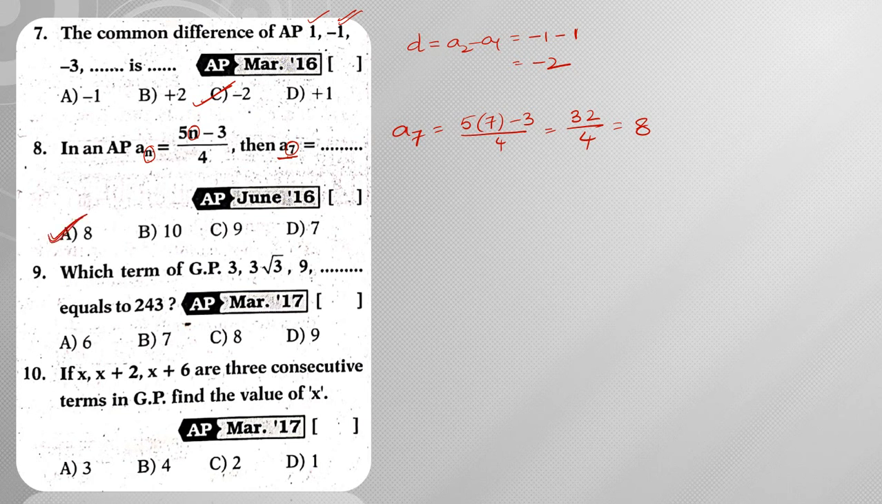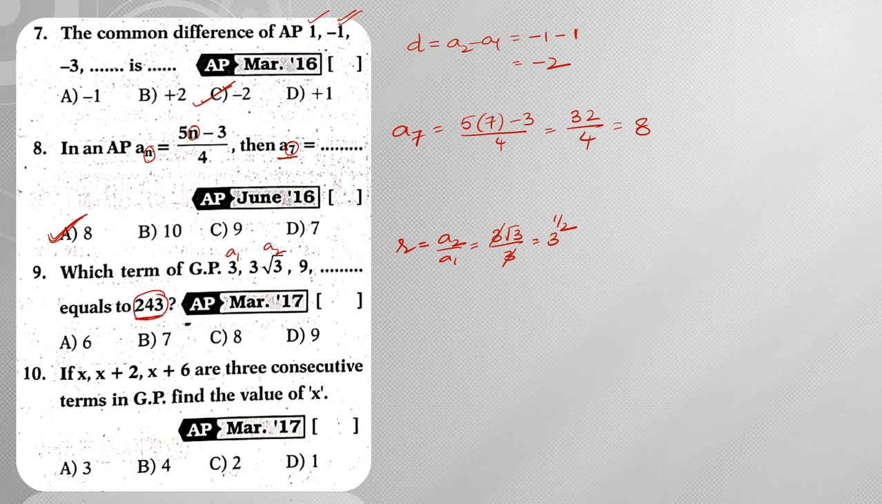Next, which term of the GP 3, 3 root 3, 9 and so on is equal to 243? For this, first of all, consider the first term as A1 and this as A2, and after that we need to find the value of the common ratio, which is R. So what is R? A2 by A1. Based on this, I get 3 root 3 by 3. This 3 gets cancelled, so root 3. Root 3 I can write as 3 power 1 by 2. Now what do I need? Which term is equal to 243?